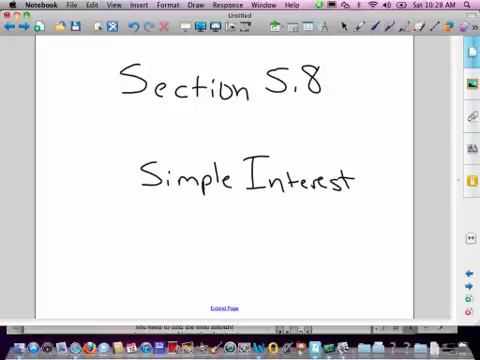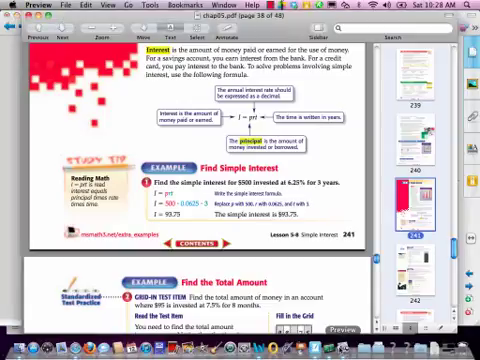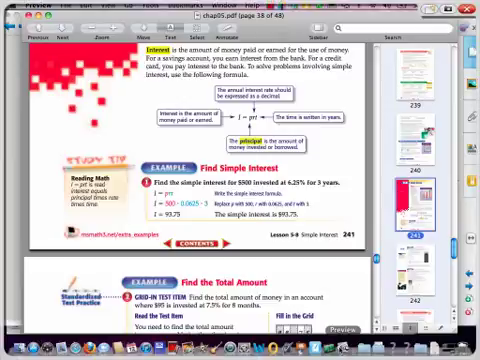All right, we are ready for our last section in this chapter, section 5.8, and this deals with simple interest. If we're talking about interest, what we're talking about is the money that either the bank pays you or that you pay, like a credit card, for borrowing money, for using their money. And so that's what we're talking about.